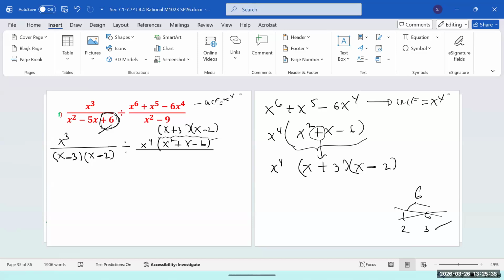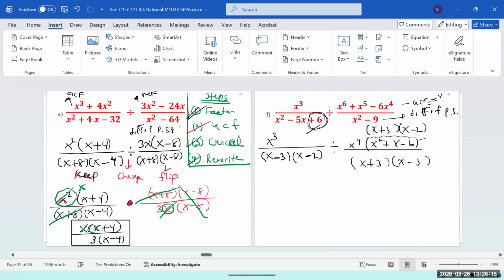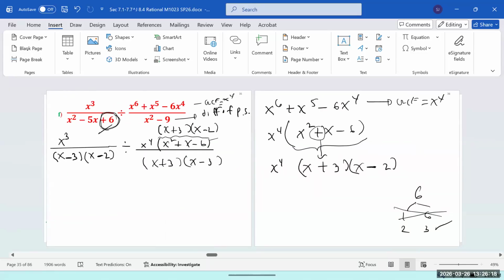Now for the denominator, Justin, 2 terms. How do you factor? Is it GCF or difference of perfect squares? Which one? Difference of perfect squares. X plus 3, x minus 3. So we did factoring. Now we are going to do keep, change, flip.